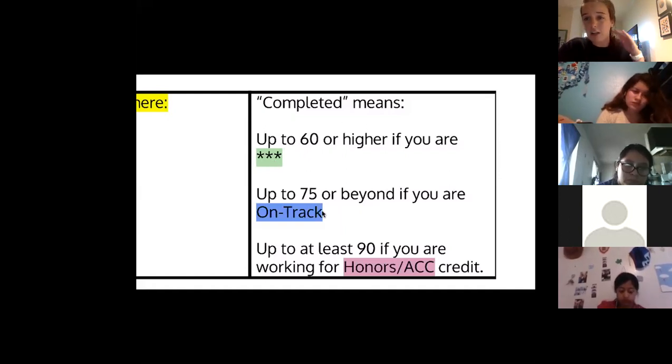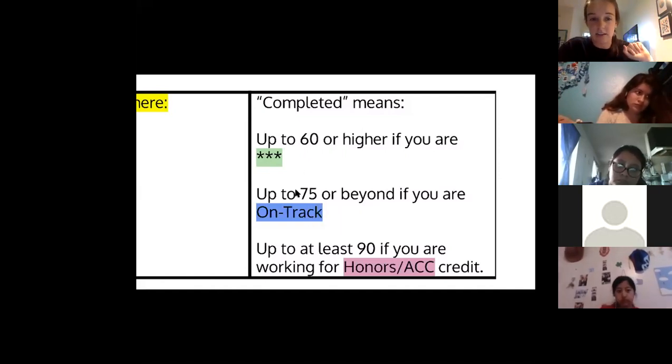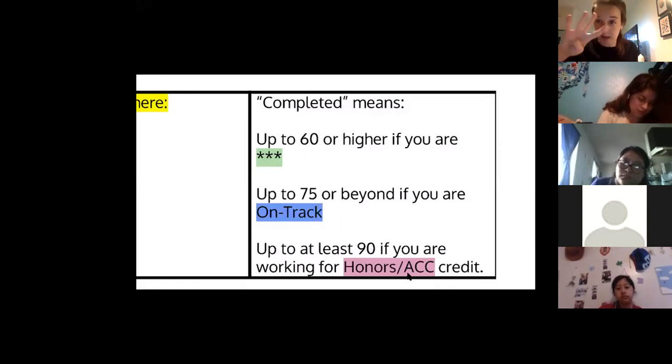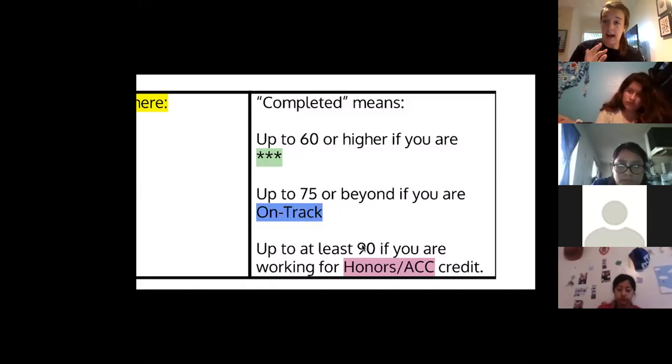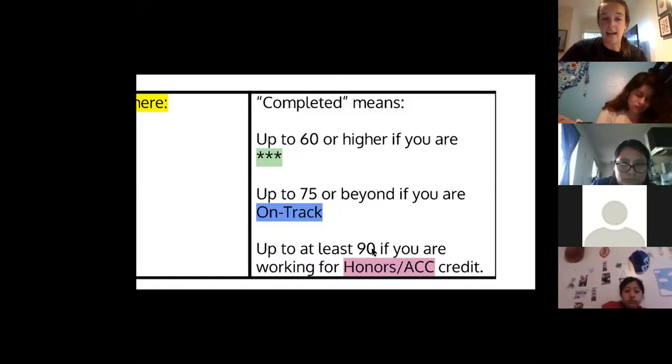If you're on track, you're just trying to get an A in this class, you just want to do regular, that's 75. If you want to do honors in my class, I love that option. If you want to do honors, you're going to go up to 90. That will be your score. If you are in 4th period, in my accelerated track, you are automatically an honor, so you are going to be graded out of 90. So you'll be graded out of your number: star 60, on track 75, honors or accelerated 90. Anything that you do above that will be extra credit.